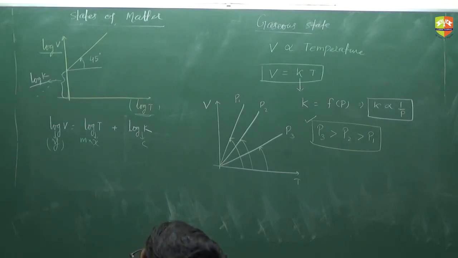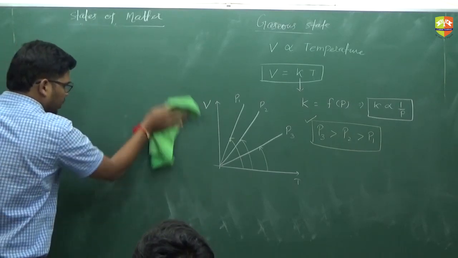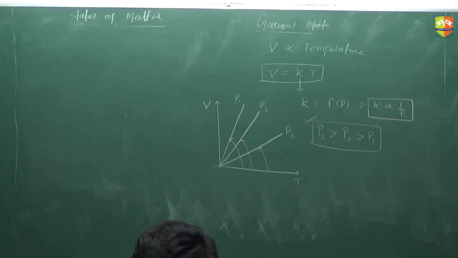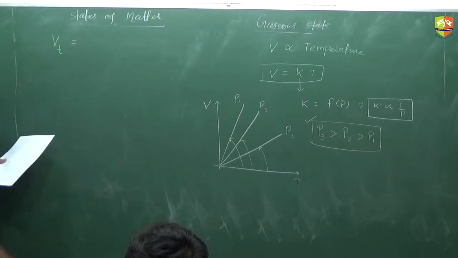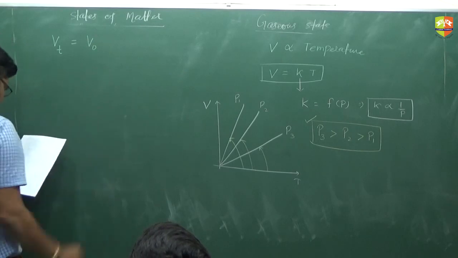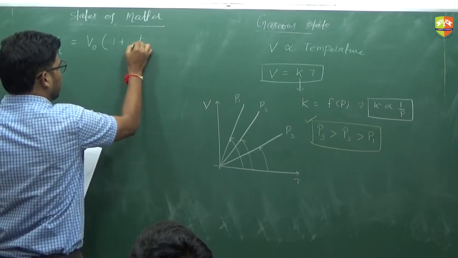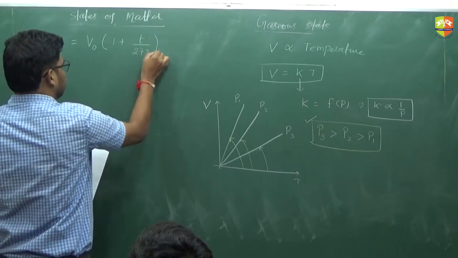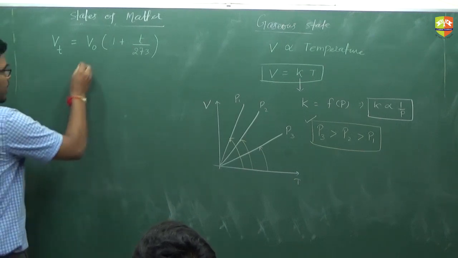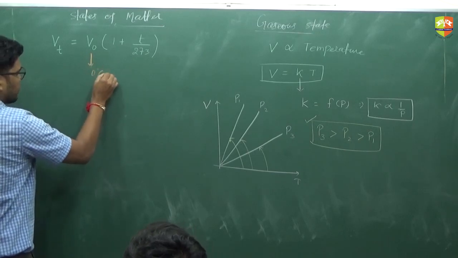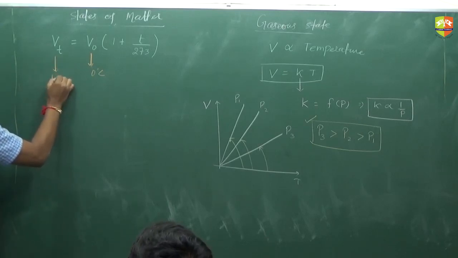Now write down one relation here, the relation of volume and temperature. You won't use this in solving numericals, but I'll just give you one definition here. You see, V_T, the volume at any temperature T, we can write as V_0 times (1 plus T divided by 273). Now this V_0 is the volume at 0 degrees Celsius, and V_T is the volume at temperature T degrees Celsius.